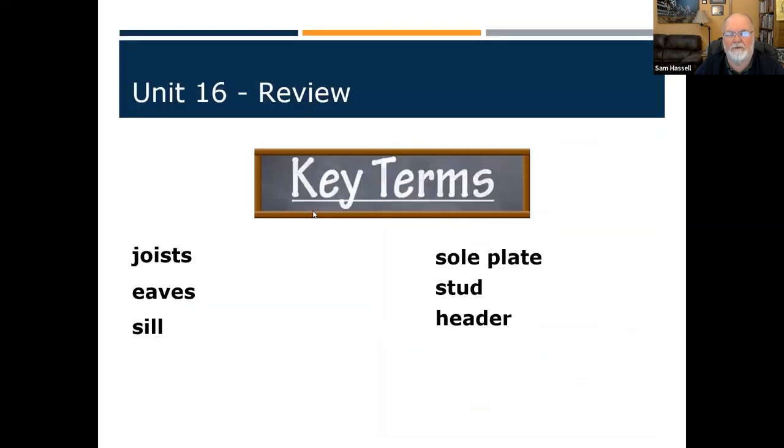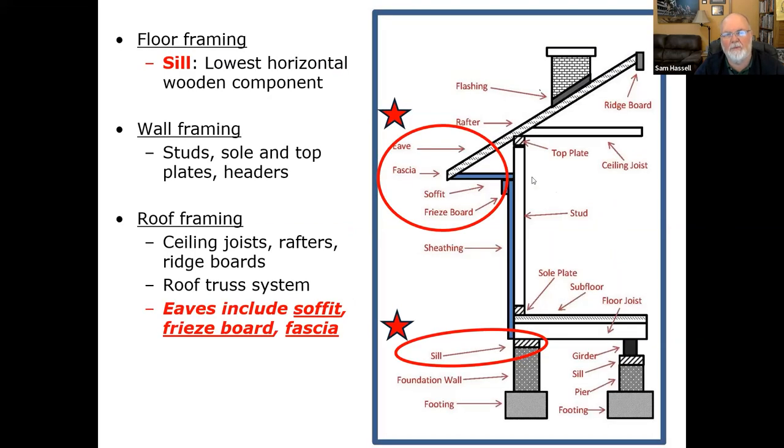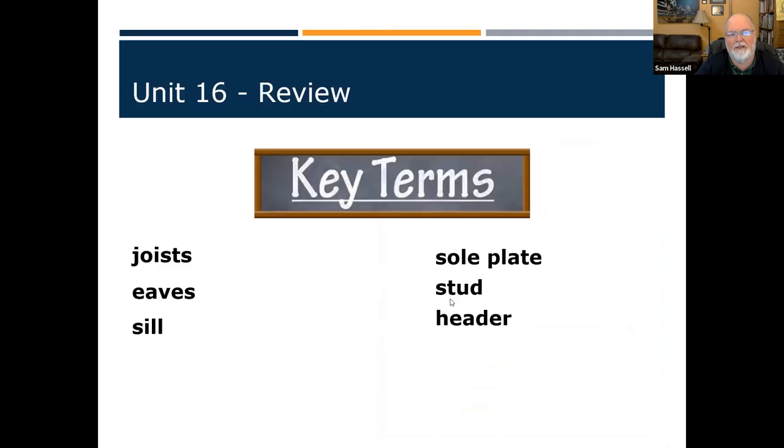So we just talked about all these, right? Joists, the floor joists, the eaves, the sill, where it is. Sole plate, all right? The sole plate is going to be at the bottom. That's your base when you're putting up your 2x4s, when you're going to put up your studs. You got to nail into something on the bottom. That's just the sole plate. Top plate is what you're nailing into up on the top. Again, I wouldn't worry too much about those, but it's nice to know. And then I just explained to you what the header was.